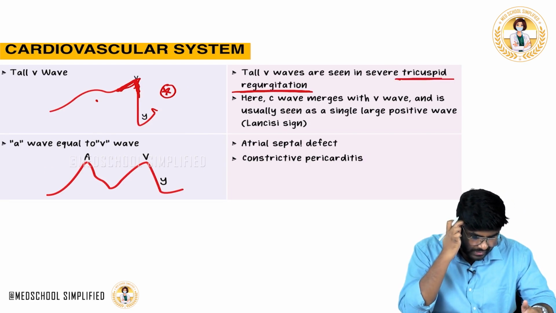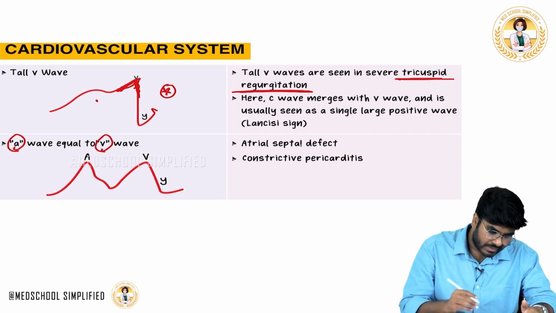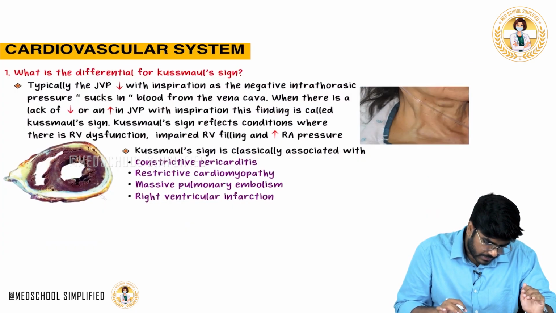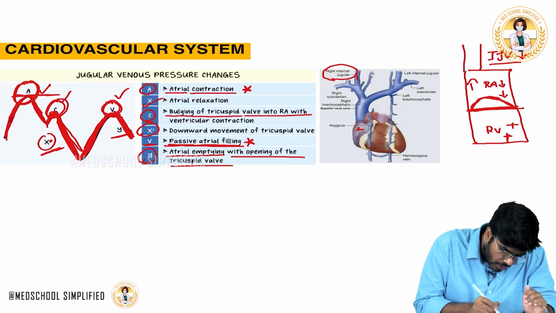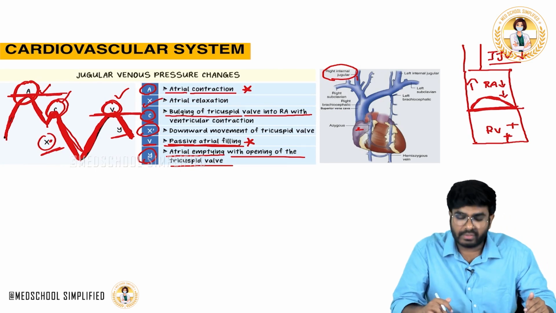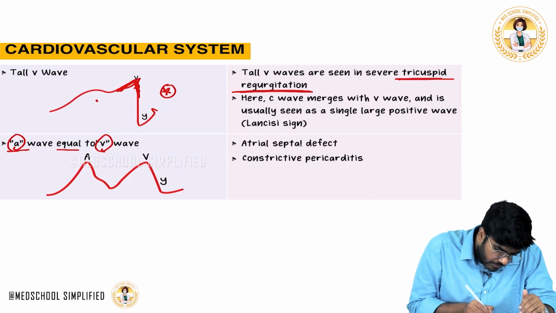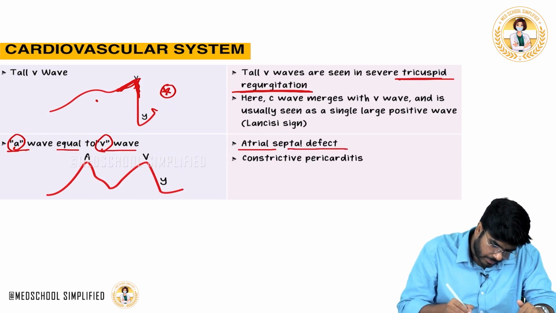Okay, now after this, one more thing, where you will be having equal A and V waves, means equal size. Normally A wave and V wave are not of equal size. For example, let me show you. This is something normal. A wave is much taller when compared to the V wave height. So in which conditions you will have A wave equal to V wave? In the conditions like atrial septal defect, simply remember atrial septal defect and constrictive pericarditis.